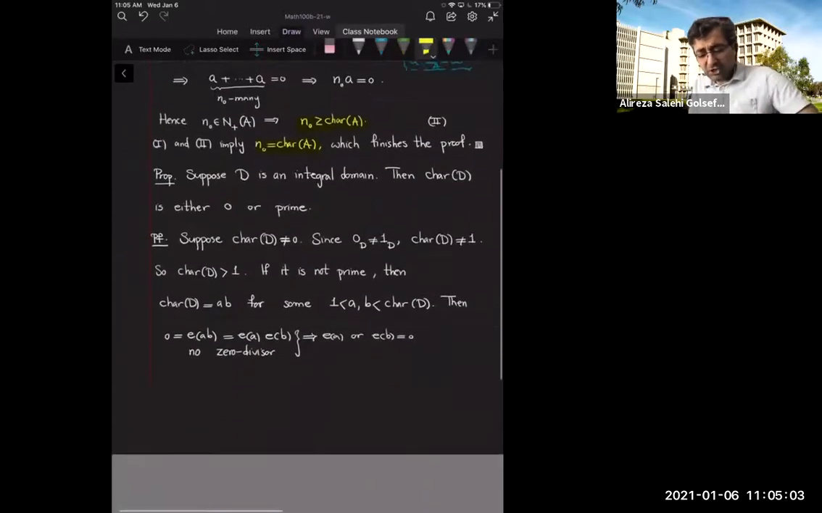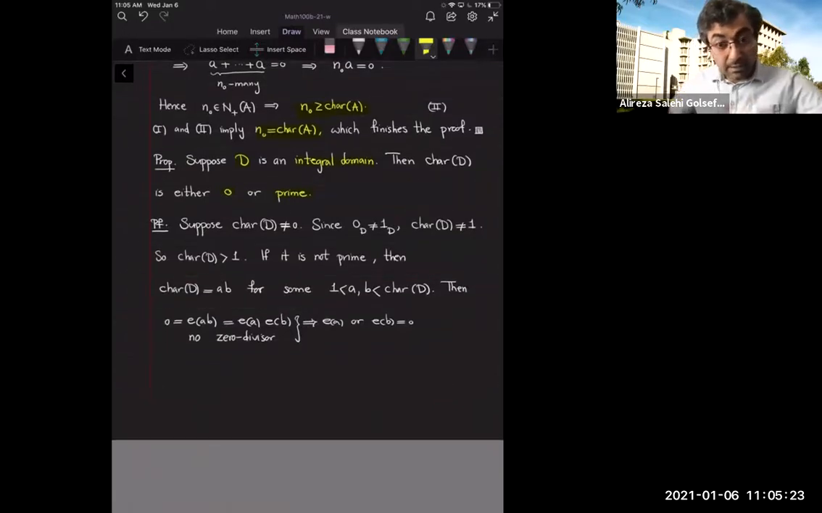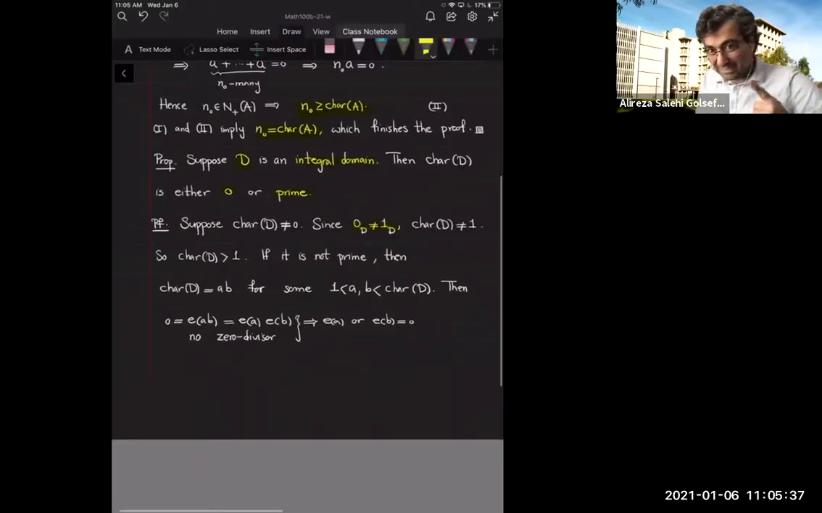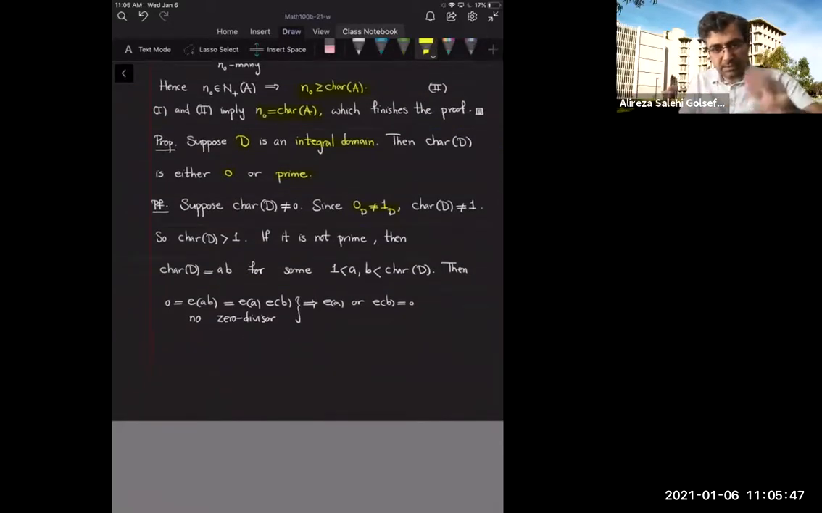Let me finish today's lecture by showing that the characteristic of an integral domain is either 0 or a prime number. So we connect these two parts of the course as well. So integral domains and characteristics. Okay, so I'm going to assume that the characteristic is not 0. Because D is an integral domain, it's not a trivial ring, so 1 is not 0. That means the characteristic is not 1. You see, if the characteristic is 1, this means every element is 0. Then it's a trivial ring. Altogether, I'm assuming the characteristic of D is an integer that is more than 1.